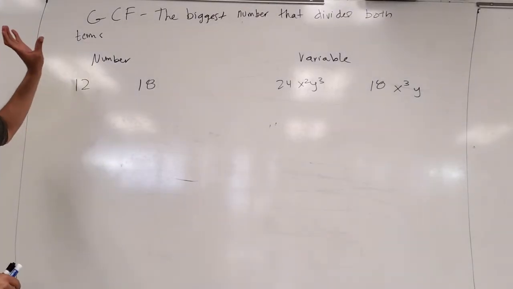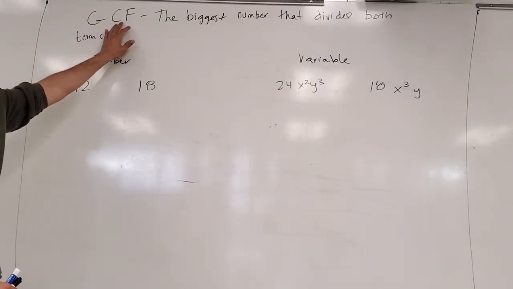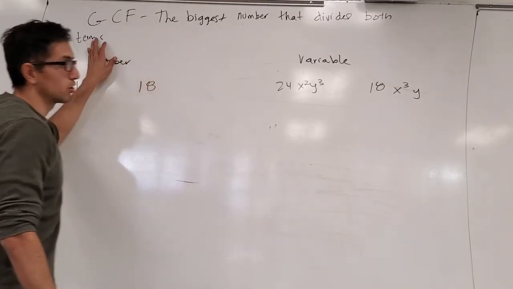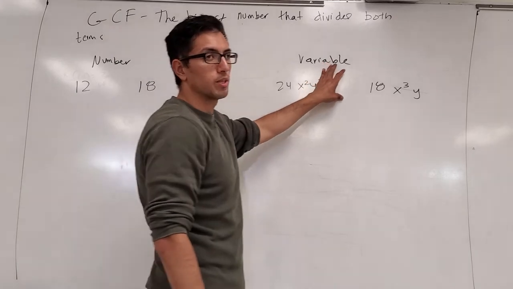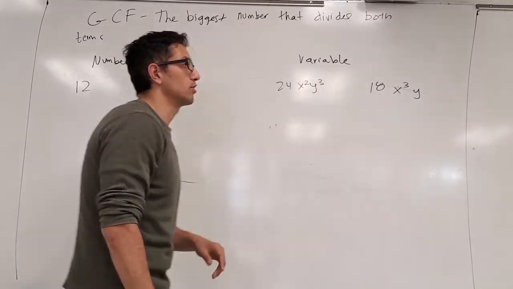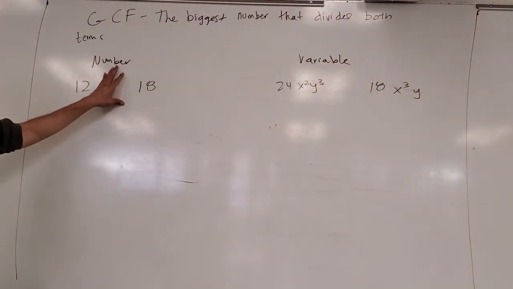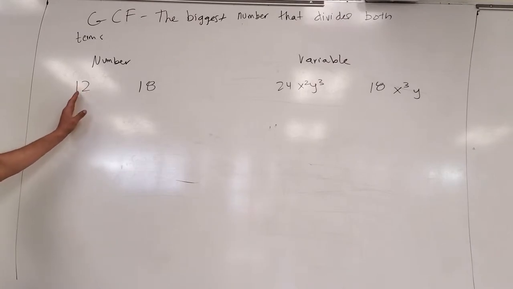So what you need to understand is greatest common factor is the biggest number that divides both terms. I have two examples. One deals with strictly numbers, and the other one incorporates variables, those letters that represent numbers eventually. So with numbers, what number divides 12 and 18, and it's the biggest number you can think of?